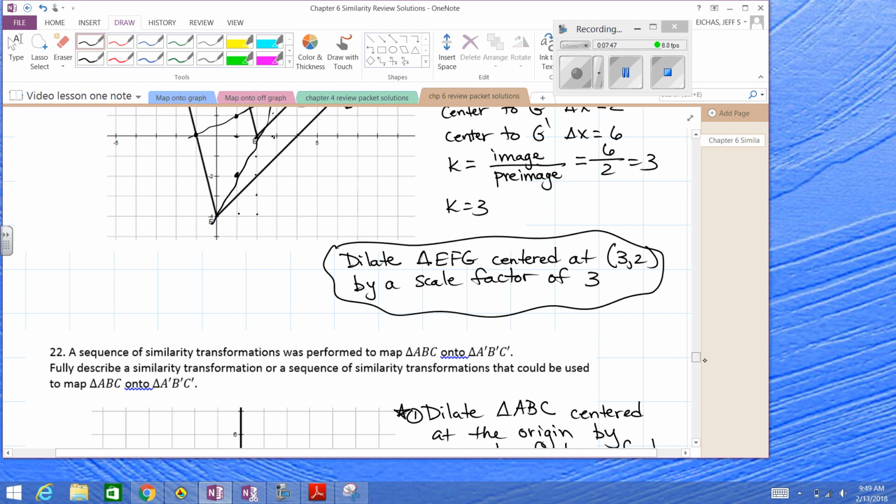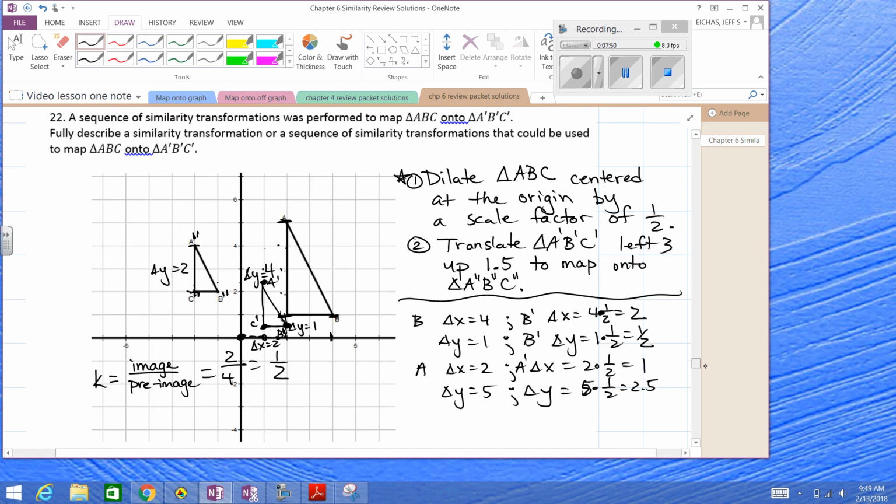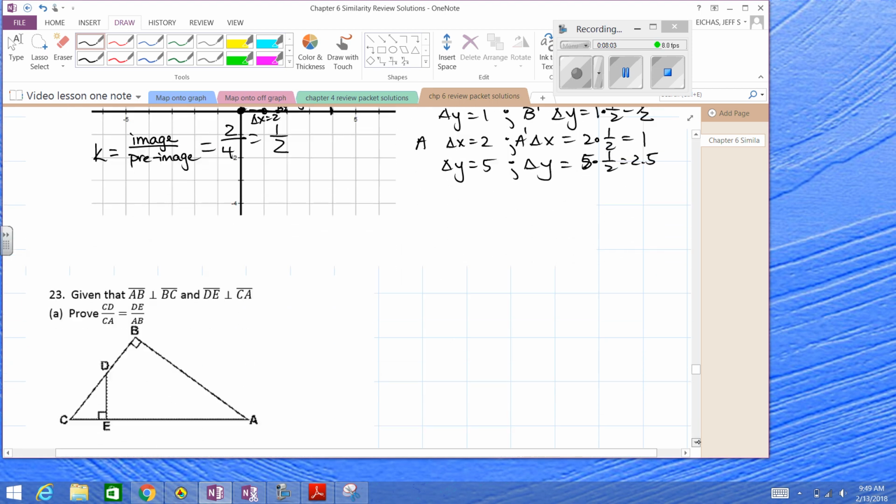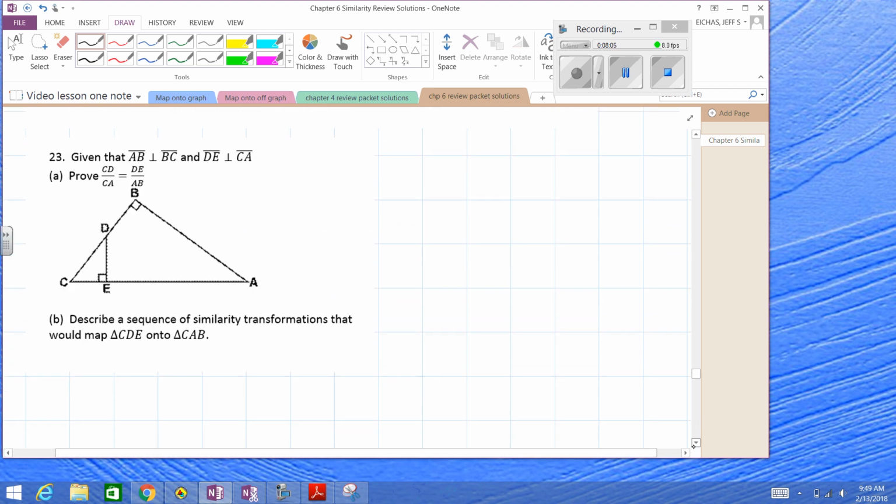And is there anything else we have to do? Yep. So we mapped triangle ABC onto triangle A prime, B prime, C prime. There's probably lots of better ways, but that's what I decided to do there. Okay. Moving on to a proof. So, all right.